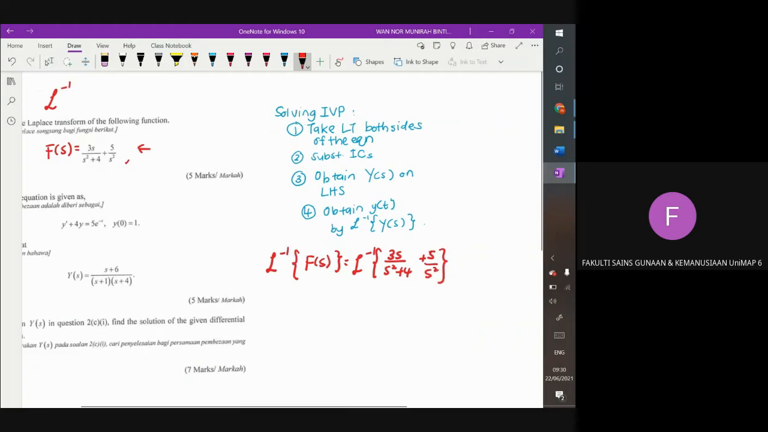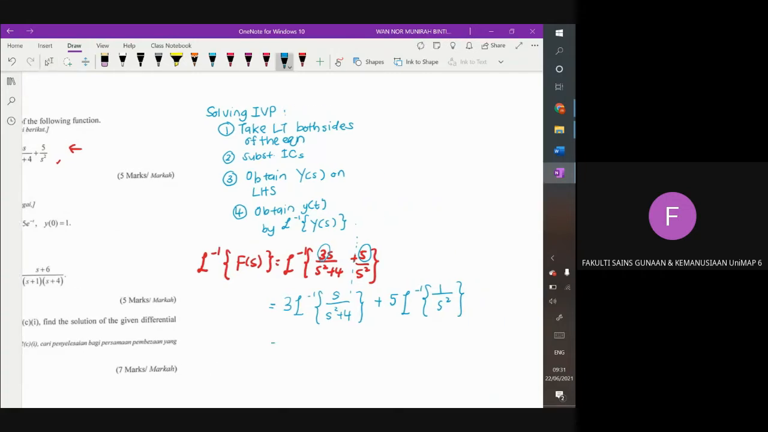So I try to apply the linearity property. I split this into two. I have a constant here, so I take out the constant from my Laplace inverse, and I take the Laplace inverse of the remainder, s over s square plus 4. This one is also a constant, so I take it out. So I have 3 times the inverse of s over s square plus 4.